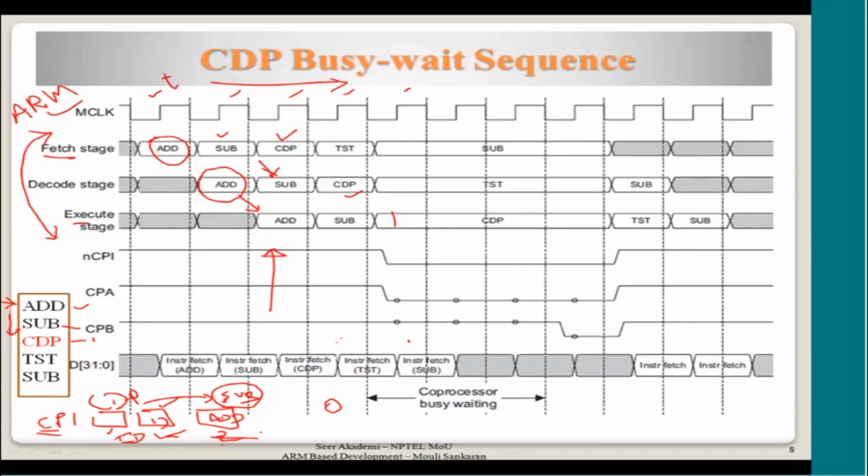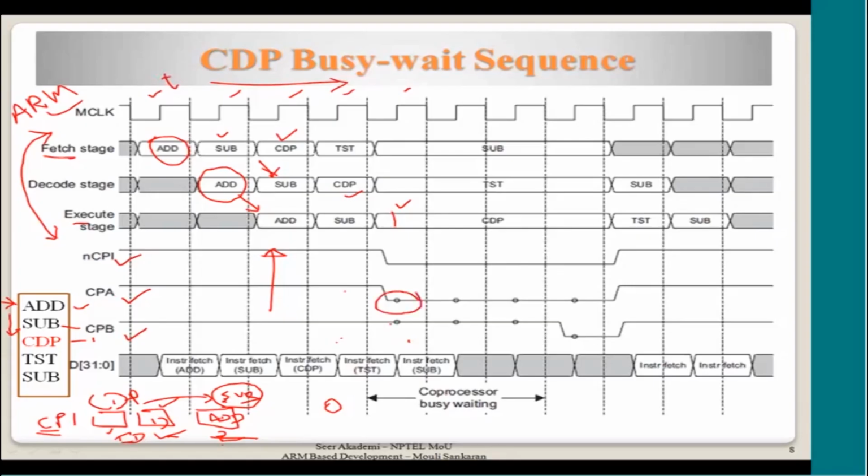But look at the signal here. These three signals are important. Now as soon as the CDP instruction enters, that means the conditional code is satisfied, and ARM decides that this instruction should be executed. It will bring this signal low to indicate that I have a coprocessor instruction to be executed. Any of the coprocessors in the system, are you willing to take it? Now see here, this signal, the CPA signal, has become low.